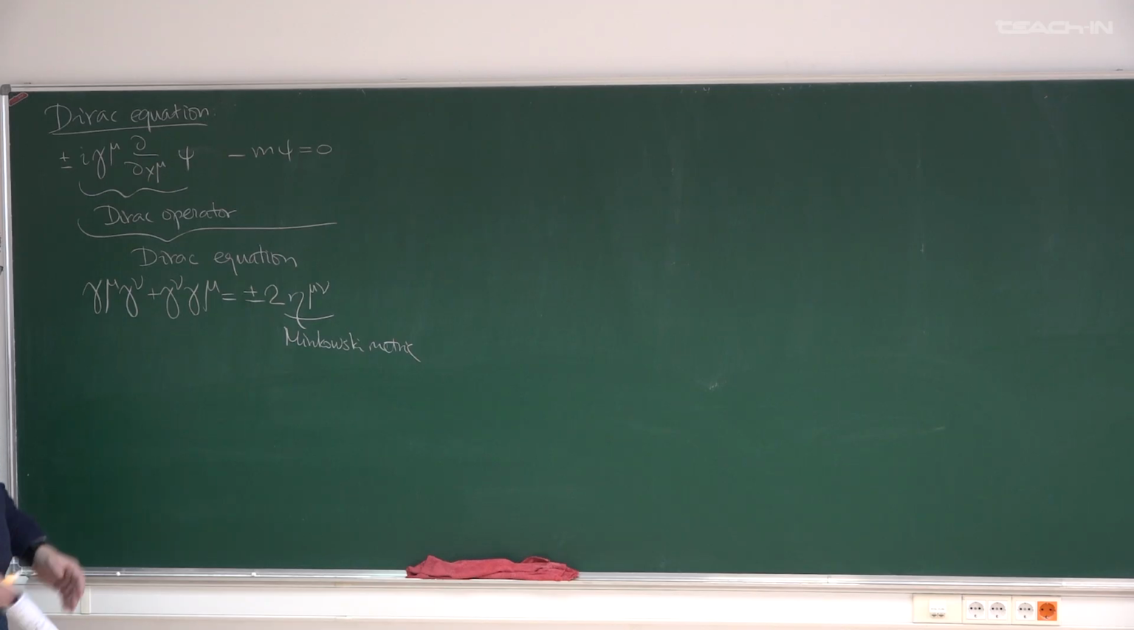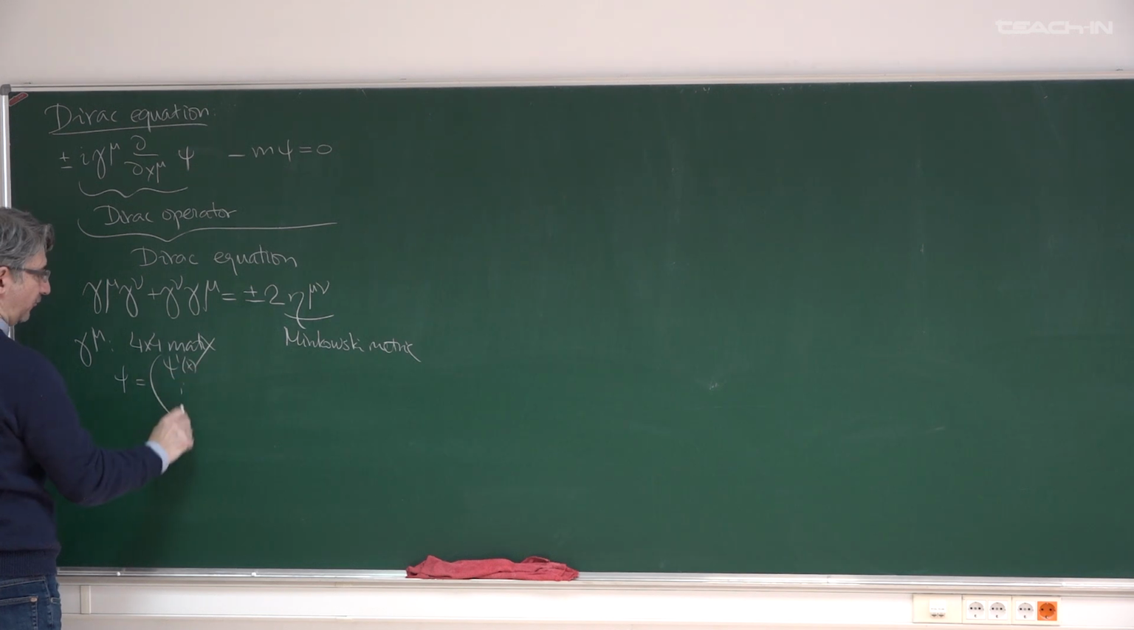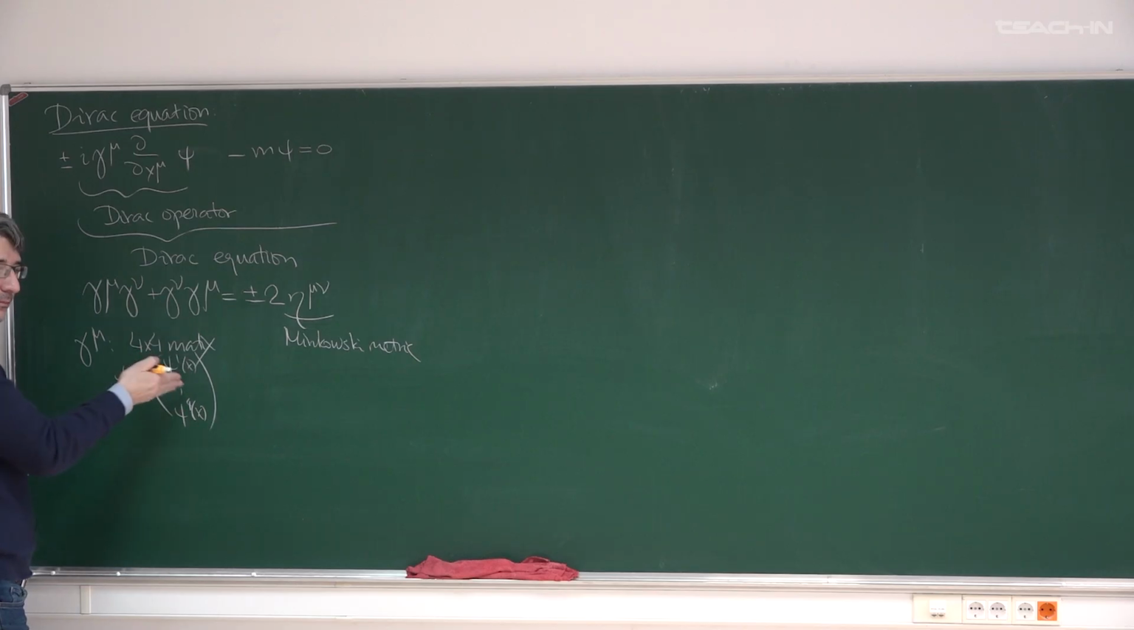An element of a Clifford algebra, because this is a relation from Clifford algebra. Dirac himself said that these things are just 4x4 matrices. Gamma mu is a 4x4 matrix. And psi is a function which consists of 4 components. So a spinor in his thinking was a 4-component spinor. Since many times have passed, there are 2 components.